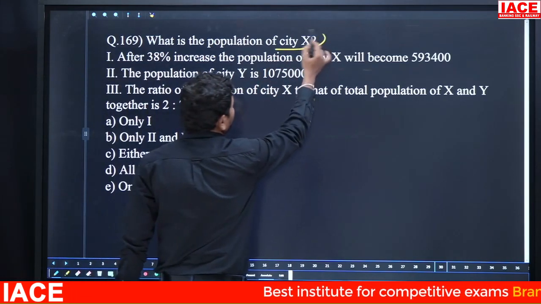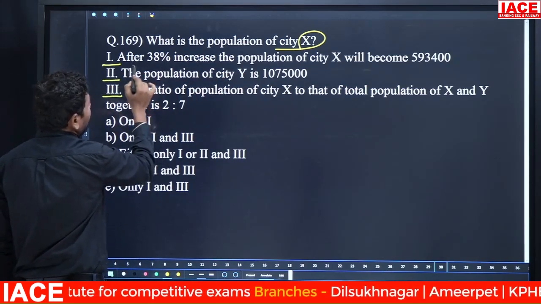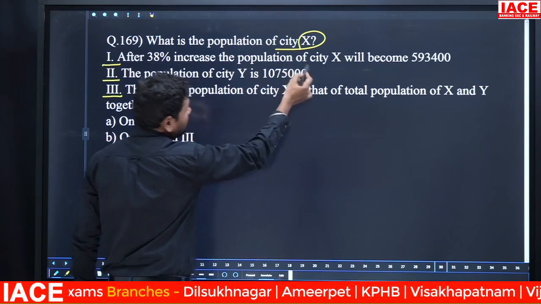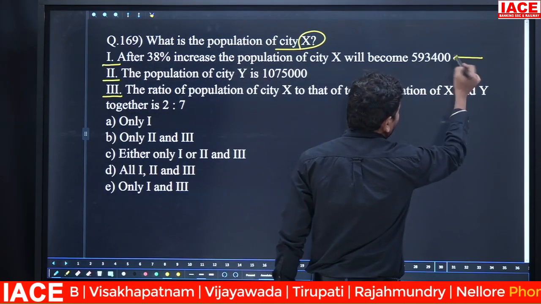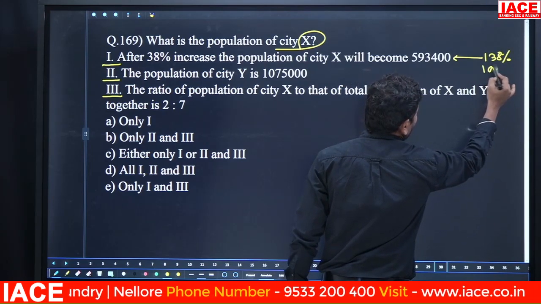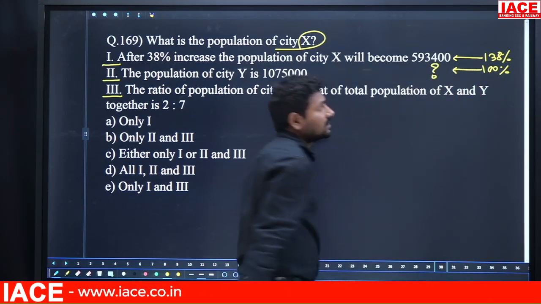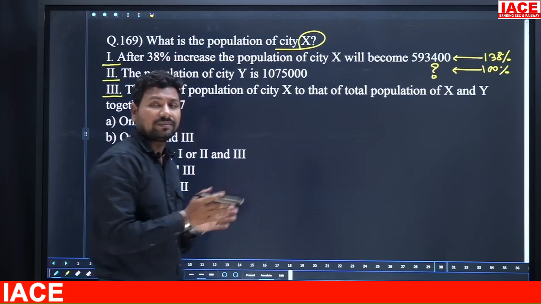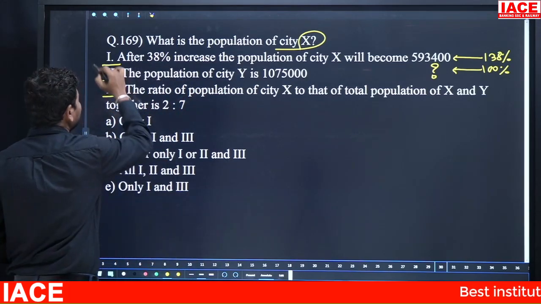Next, what is the population of city X? X population is required. Statement 1, statement 2, statement 3. After a 38% increase, the population of the city becomes 5,93,400, which is equal to 138%. I need to know the full percentage, how much is the 100% value? That we do not know. 100% means the full population of X before the increment. That means statement 1 is exactly giving the answer.